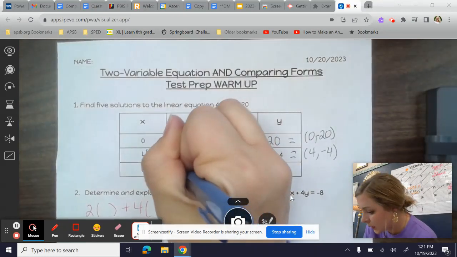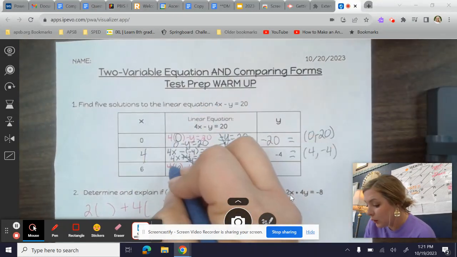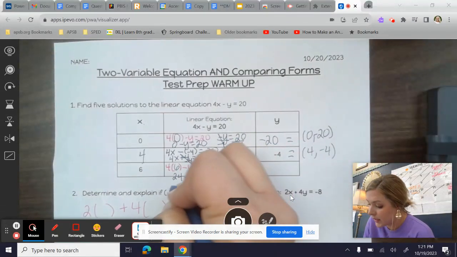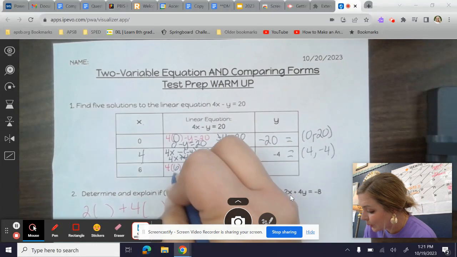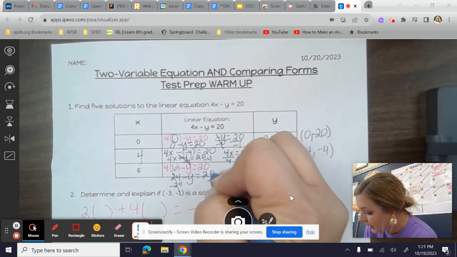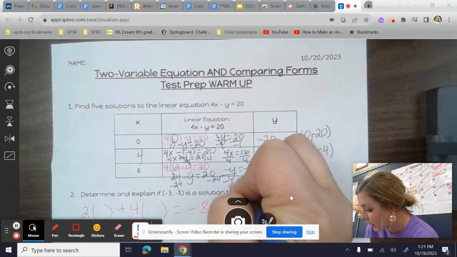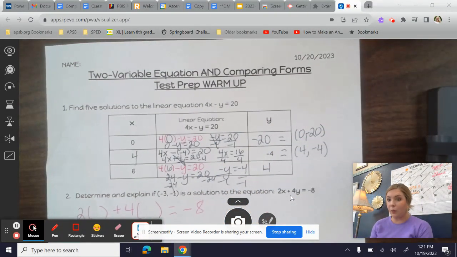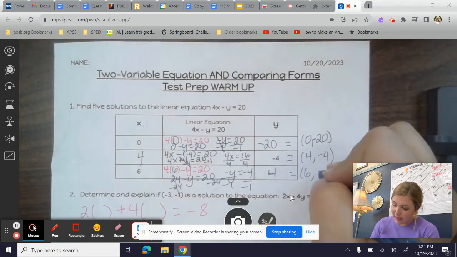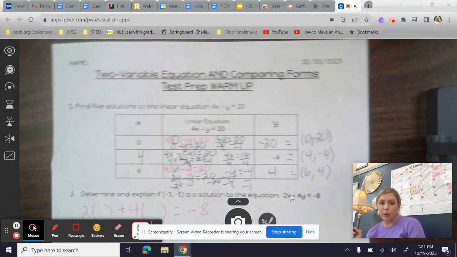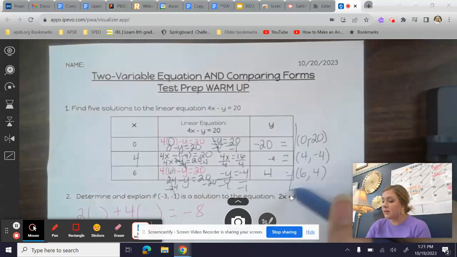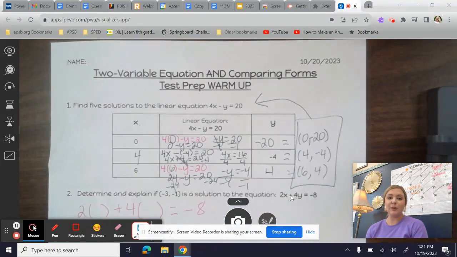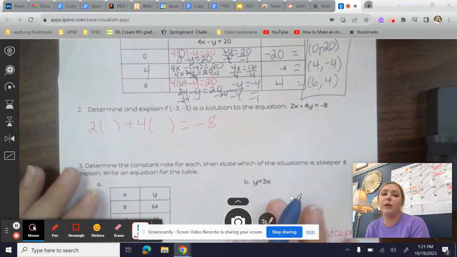And our last one is plugging in 6 in the place of X. 4 times 6 is 24 minus Y equals 20. Minus 24 and minus 24. I'm left with negative Y equals 20 minus 24 is -4. And when I divide by -1 on both sides, I'm left with positive 4. So this last ordered pair is where X is 6, Y is 4. Okay, so you'll be able to practice this on your test. Those are the 3 ordered pairs that go on that line. Okay, you need to pause, do that. I'm going to move on to the next one.